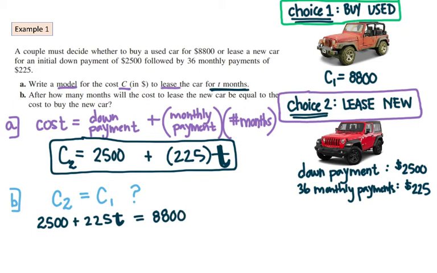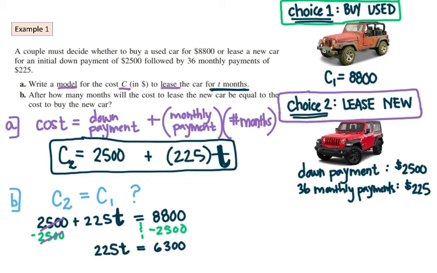Well, this is just a linear equation, and we have to try to isolate the letter T. We want T all alone to know how many months that will occur. So first thing we want to do is isolate the T. We'll remove the 2,500 from the left. So I will subtract 2,500 from both sides. Then I'm left with just the 225T on the left. And on the right, 8,800 minus 2,500 is 6,300.